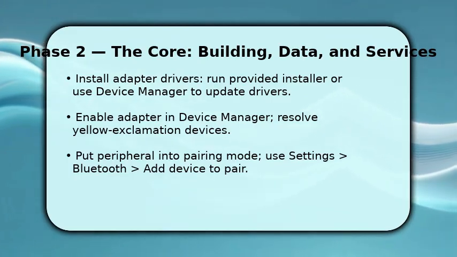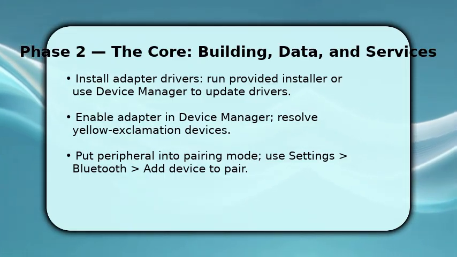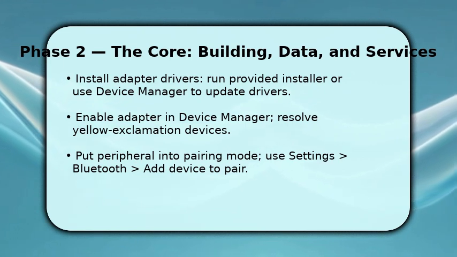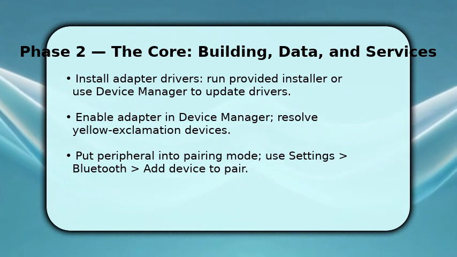After that, put your headset, keyboard, or mouse into pairing mode. Follow the device-specific sequence. Make sure to use Settings, Bluetooth, Add Device to start pairing. You will see a PIN or confirmation prompt.